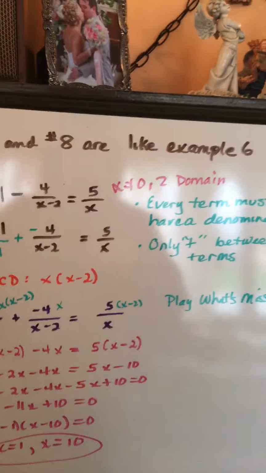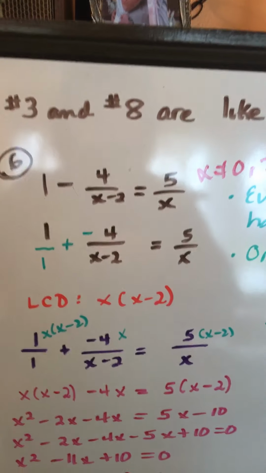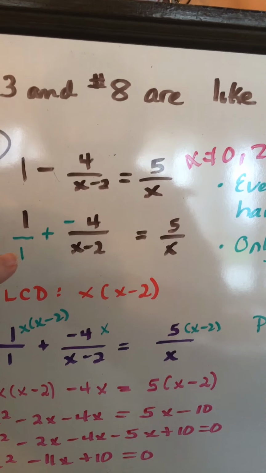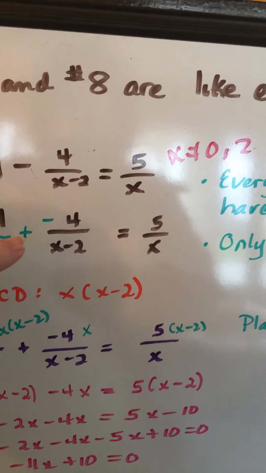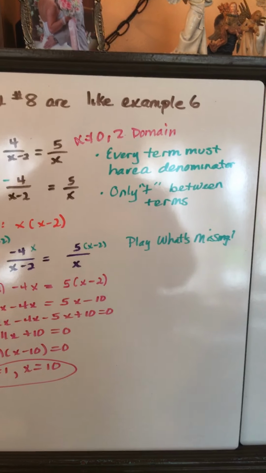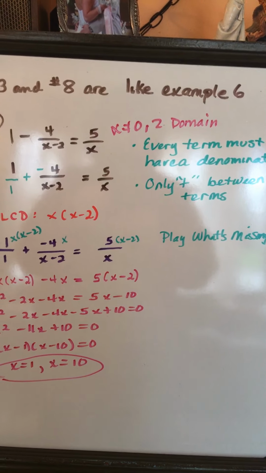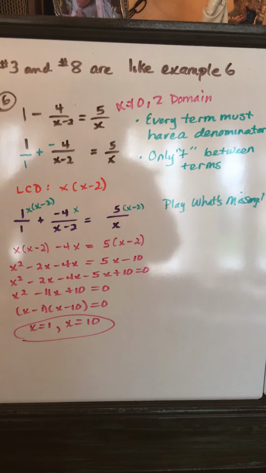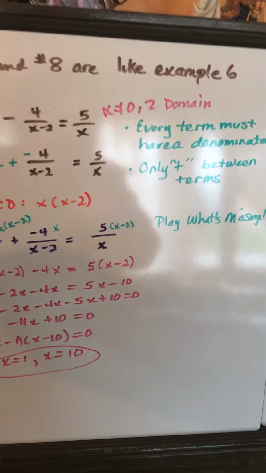So we're going to work with example 6 first. Problems 3 and 8, we'll use this example. Notice when I look at this problem, we're now going to have an integer, so we have to make sure the denominator's over 1. We have subtract, and so we need to write that as plus and negative. So I've done that. Also, note the first thing I did was check out that the domain is x can't be 0 or 2. So now I've got to find the lowest common denominator, which is x times x minus 2, and we play what's missing.